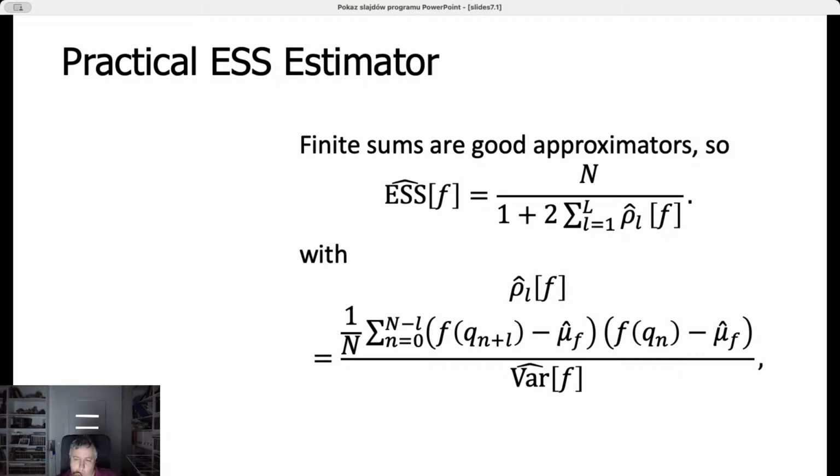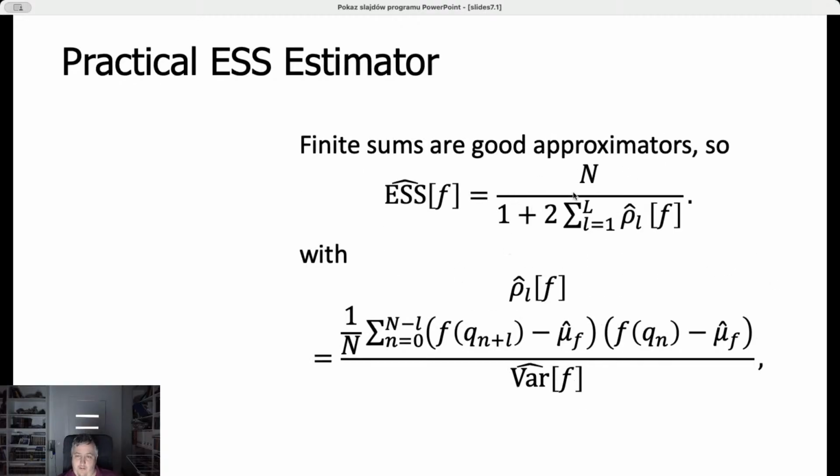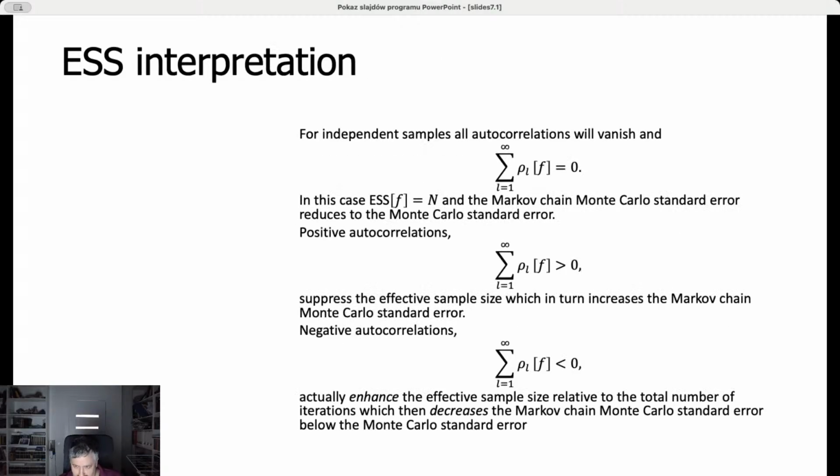Practically, we of course do not have the comfort of computing analytical expectations and variances, so we have to estimate effective sample size using proper autocorrelation estimators, which are based on the proper sums here, divided by an estimator of the variance of our function. And how can we understand and estimate the effective sample size?